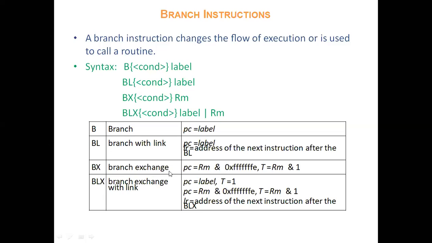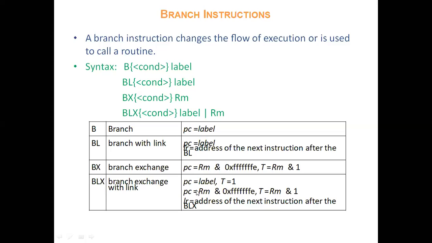And there is something called a branch exchange. The PC will have the contents of a register, and that register contains the address of a jump instruction, which is ANDed appropriately, and T is set from the contents of RM. Similarly for a branch exchange with link, the PC will again have the address of a label, or the contents of a register are loaded into the PC. In the case of a label, T is set to 1.